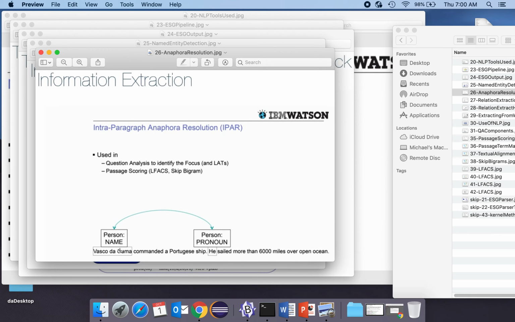Anaphora resolution. Vasco da Gama commanded a Portuguese ship. He sailed more than 6,000 miles over open ocean. So who is "he" referring to? Vasco da Gama, right? So very, very helpful.